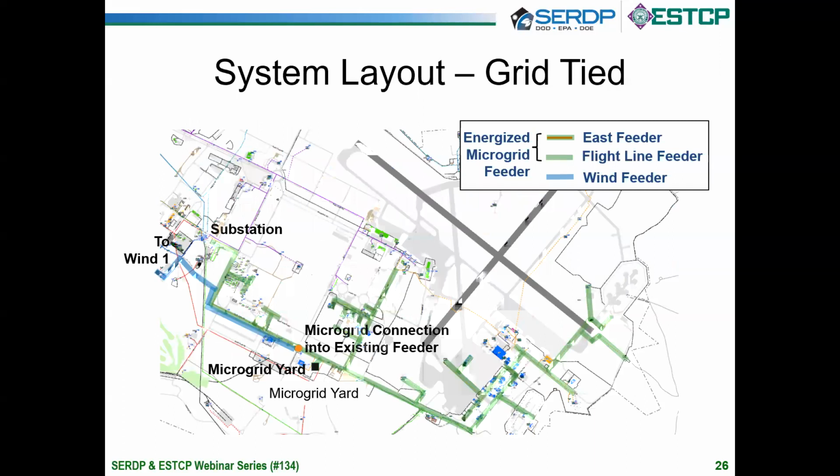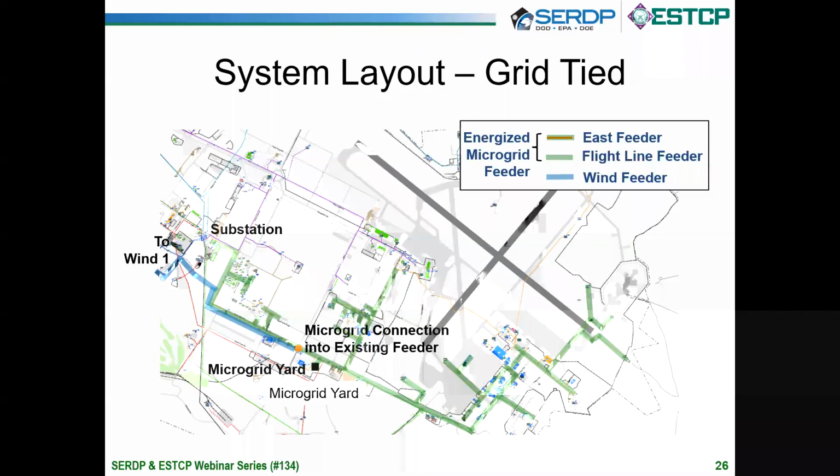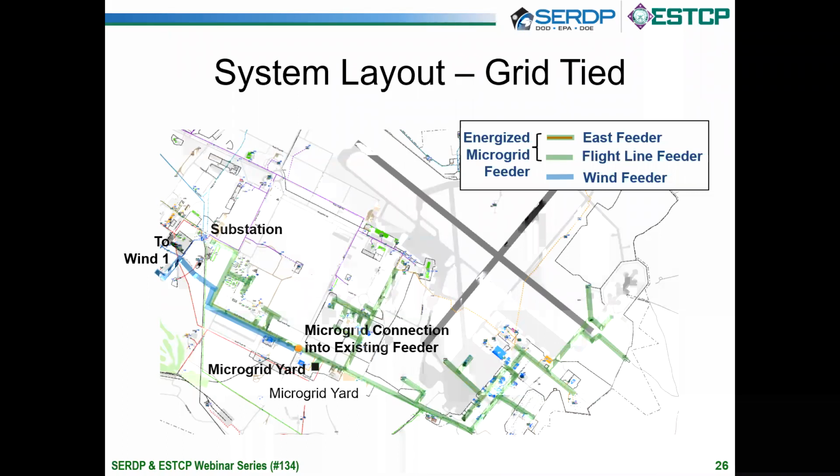So this is what the system actually looked like physically. It's several miles across the page here to put things in perspective. The wind turbine I showed earlier is off the page to the left. We can't even see it. The feeder that was built by the Army Guard and Air Guard reservists is about 2.5 miles that goes from the Microgrid Yard that's shown there with the little black square to that wind turbine.